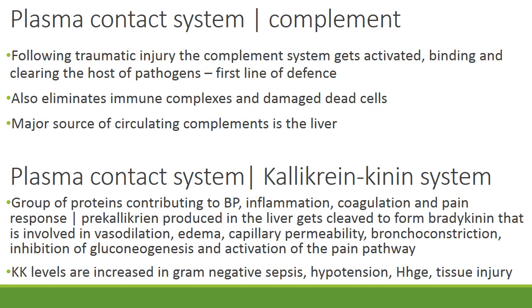The major source of circulating complements is the liver. Likewise, prekallikrein is produced in the liver, gets cleaved to form bradykinin, and bradykinin is involved in vasodilatation, edema, capillary permeability, bronchoconstriction, and inhibition of gluconeogenesis. It also activates the pain pathway. Usually, it contributes to blood pressure, inflammation, coagulation, and pain response. Kallikrein-kinin system levels are increased in gram-negative sepsis, hypertension, hemorrhage, and tissue injury.